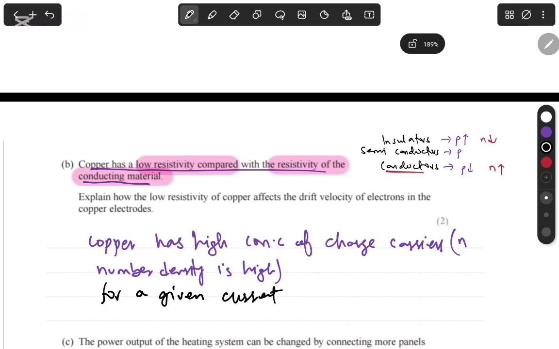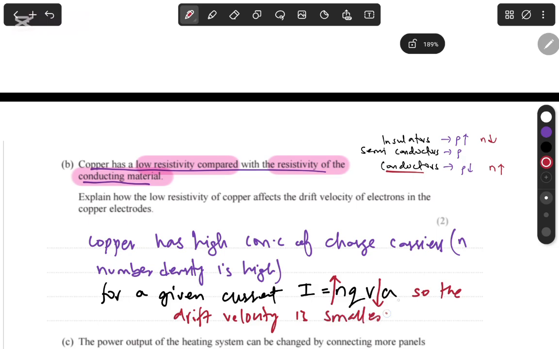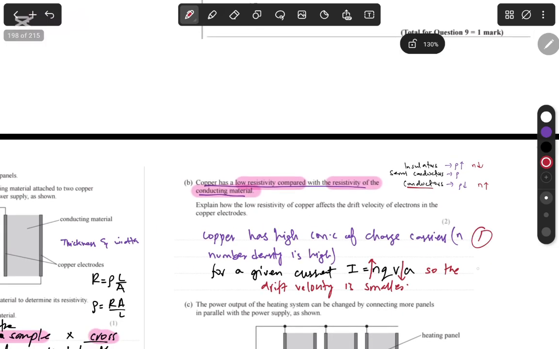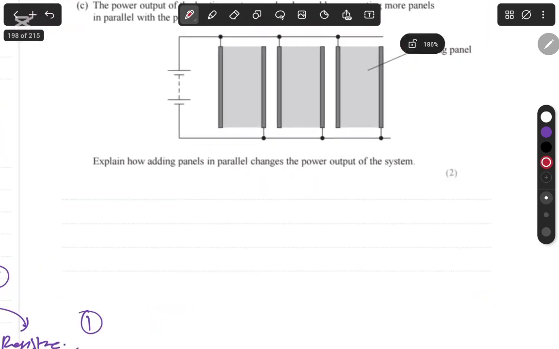Now for a given current, which means the current is constant, we have I = nqvA. For a given current, if our n, which is the concentration of charge carriers, is going to be high, then our drift velocity will be less. So our drift velocity is smaller. Okay, that's going to be 1 mark for this and 1 mark for this. Okay, now let's move on to the next part.